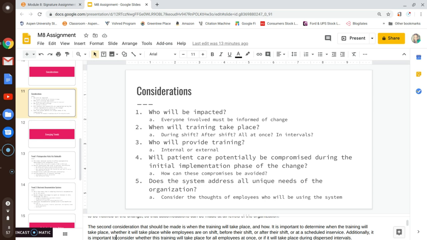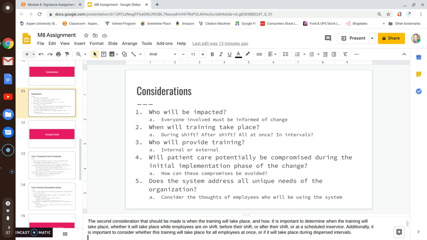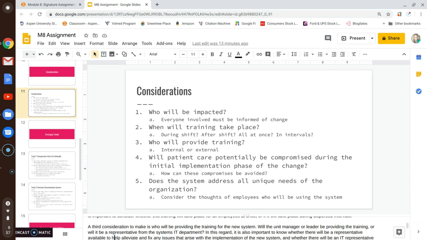It is important to determine when the training will take place, whether it will take place while employees are on shift, before their shift, or after their shift, or it is scheduled in service. Additionally, it is important to consider whether this training will take place for all employees at once or if this will take place during dispersed intervals.